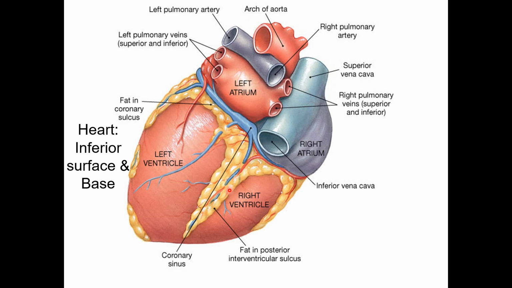The other two surfaces that we have: the inferior surface which is the diaphragmatic surface, and the base or the posterior surface. The inferior surface or diaphragmatic surface is resting on the central tendon of the diaphragm. Now we notice that most of it is formed by the left ventricle. About two thirds is left ventricle and the third on the right is right ventricle.